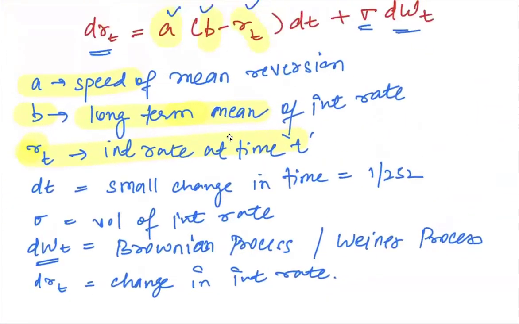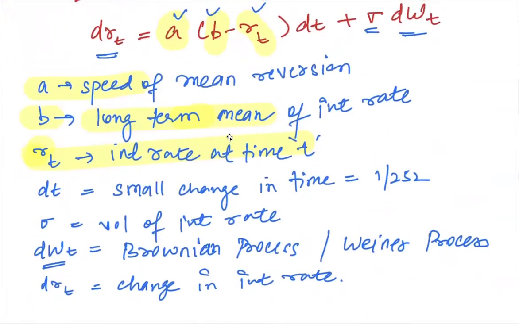Also, one more thing which I wanted you to understand is, if you see this part, A times (B minus RT) dt, this is called the deterministic part, and this other part is called the stochastic part.